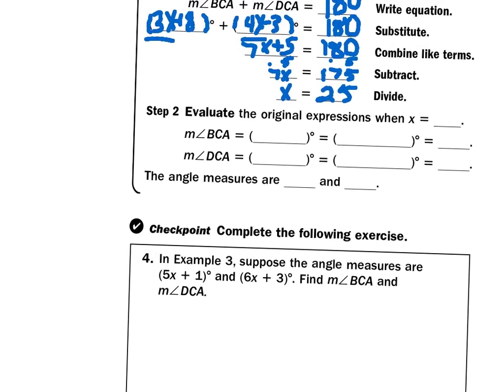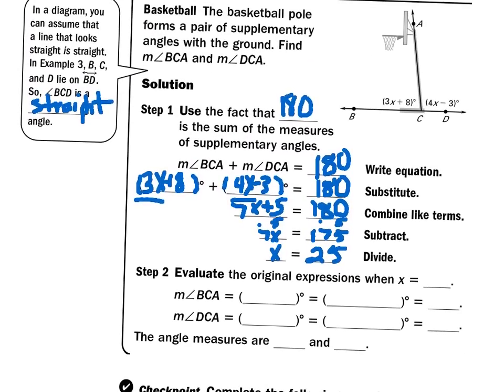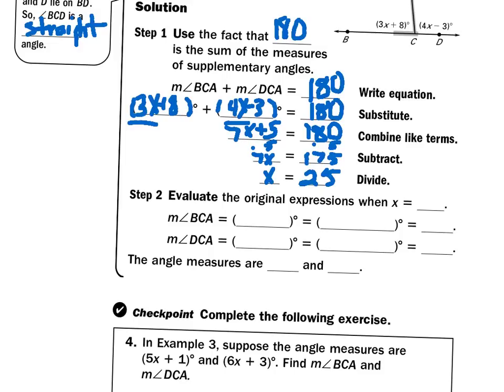Now, is that our answer? No, because we want to know what those angles actually are in the measure. So we're going to substitute 25 back in for x. Let's write down our expression again for BCA, which is 3x plus 8. So we need 3 times 25 plus 8. 75 plus 8 is 83.